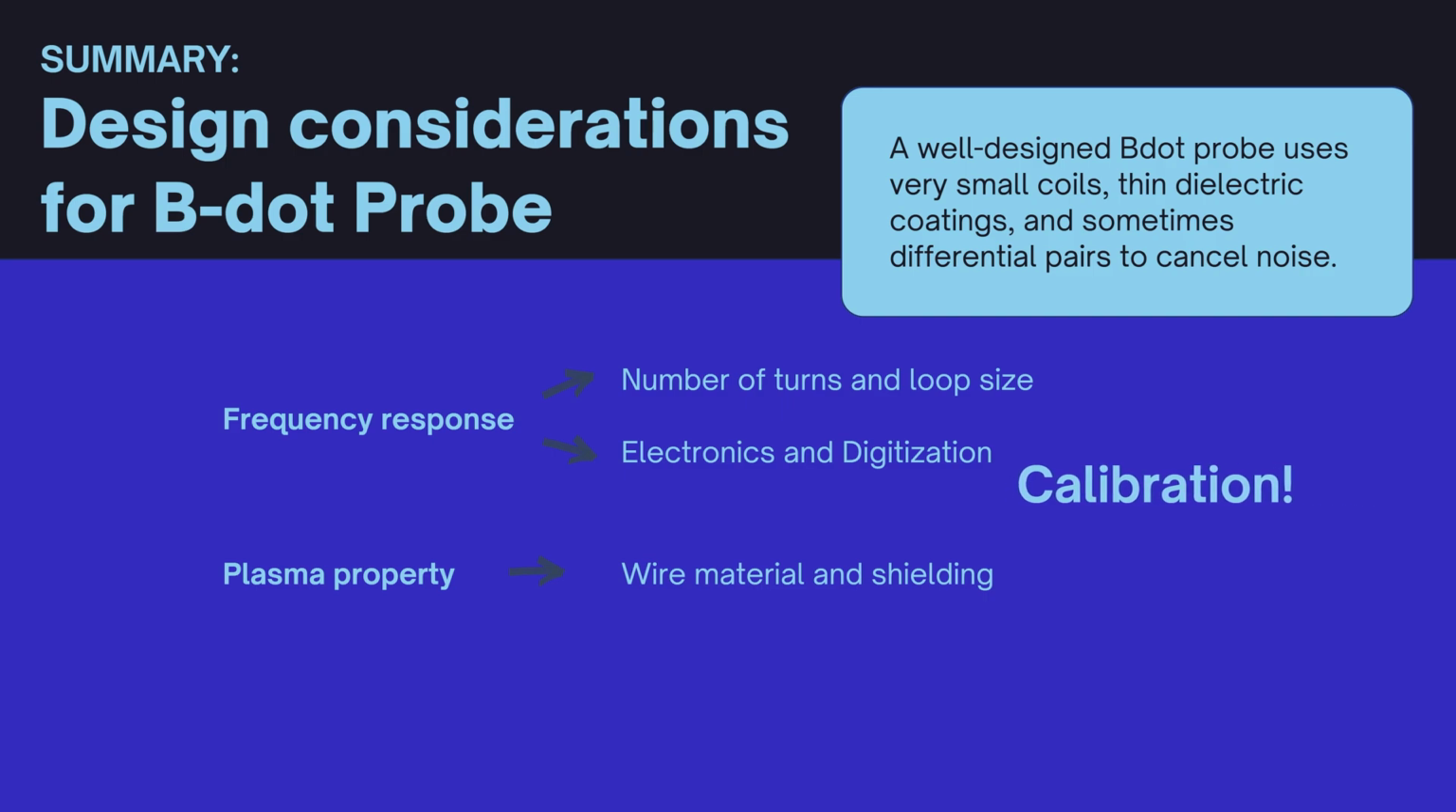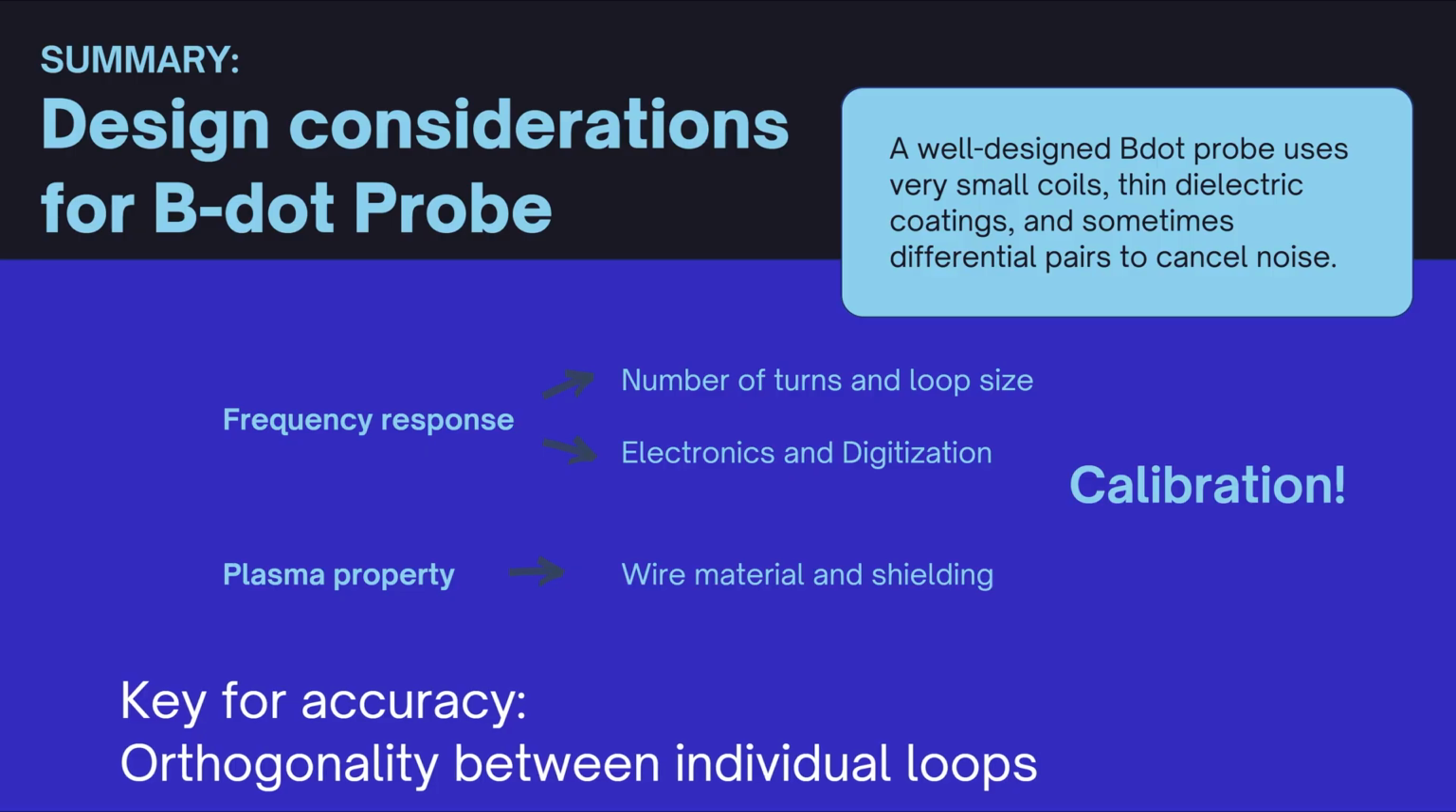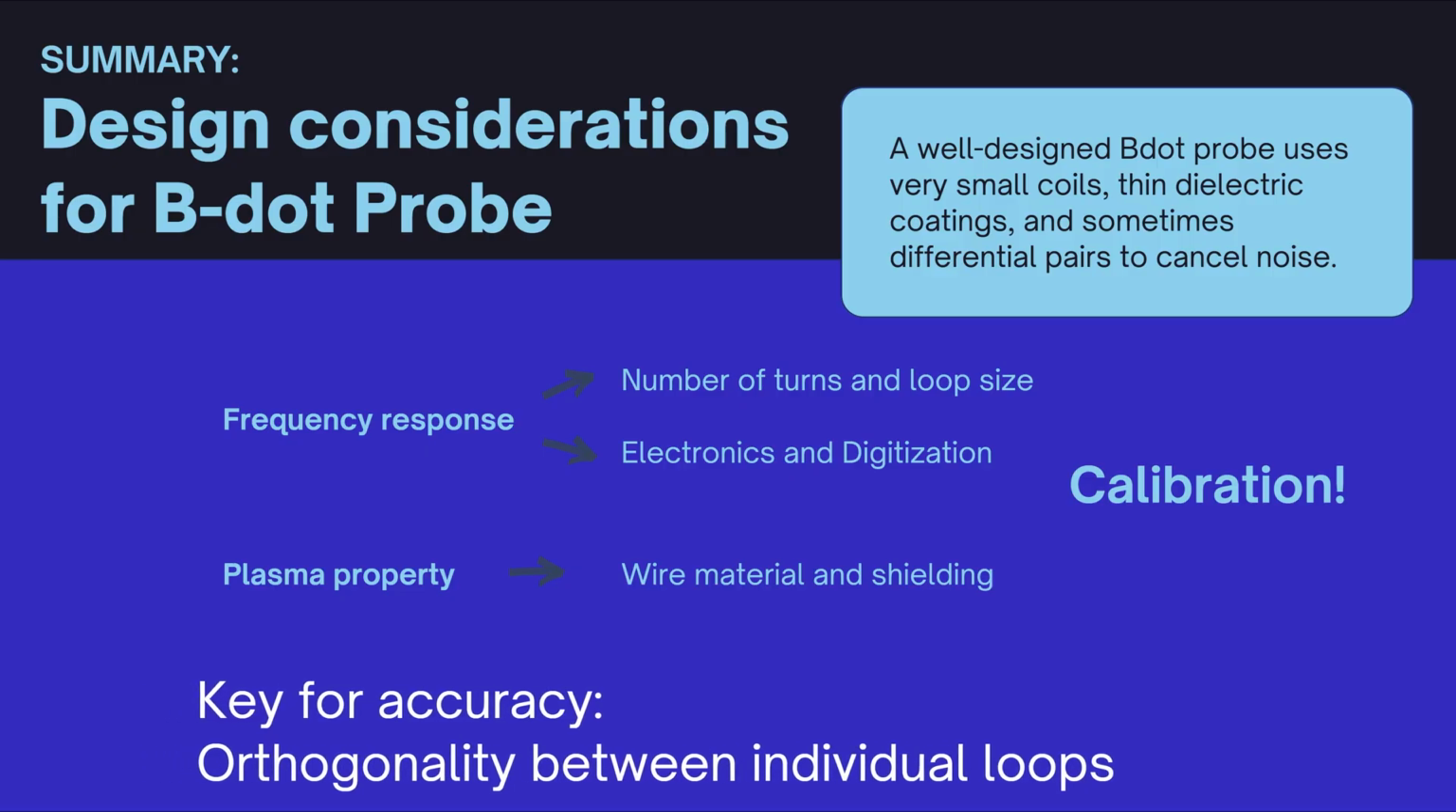Again, calibration is crucial. The coil's area and number of turns must be known. If the probe is used to measure more than one component of the magnetic field to measure structure, the most important construction tip is to make the loops such that they only pick up field from one direction.